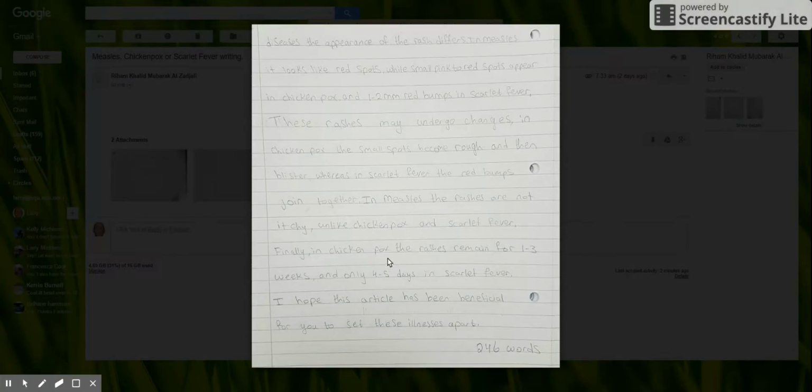Okay, finally, in chickenpox, the rashes remain for 1 to 3 weeks and only 4 to 5 days in scarlet fever. Okay. I hope this article has been beneficial to you. Okay, this is not exactly a great conclusion, okay? The conclusion should say something about you, so hopefully you have the knowledge now to distinguish between these diseases by looking at where the spots or where the rash starts and how it progresses. And if it's itchy or not, that's another indicator.